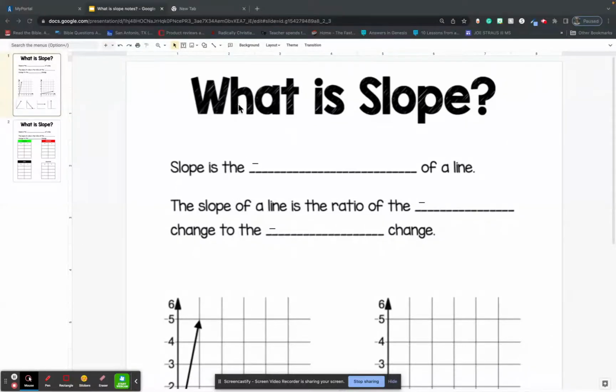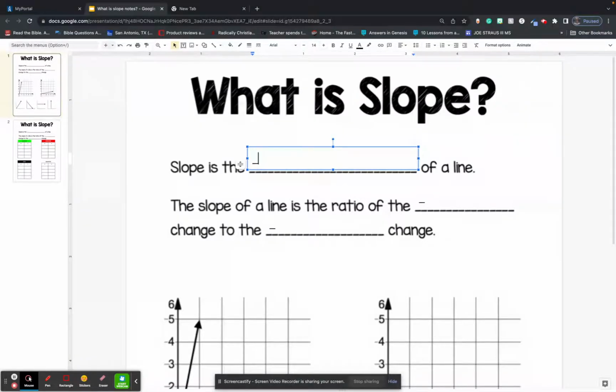Our video today is about slope, and it says, "What is slope?" So for the next 2 months or so, we're going to be learning about this topic that is slope. And slope itself is steepness, okay?